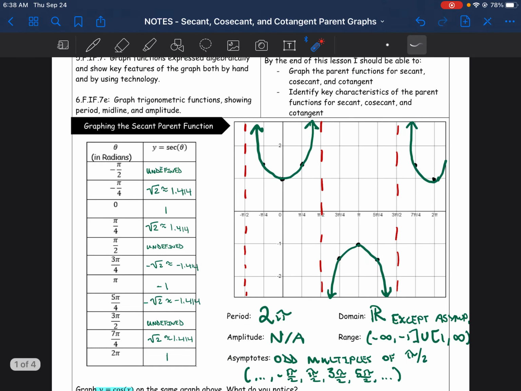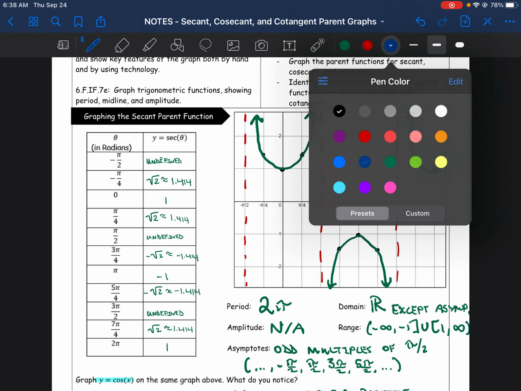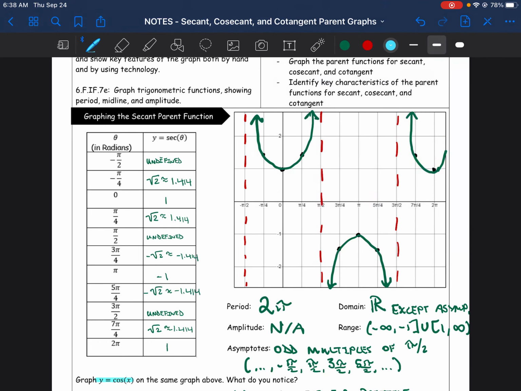So next, we want to graph y equals cosine of x on the same graph and see what we notice. And I'm going to do this in a different color. I'm going to use blue. All right. So we know that for cosine, well, cosine starts at 0, 1. By the time it hits pi over 2, it's at 0. By the time it hits pi, it's at -1. Then 3 pi over 2 goes to 0. 2 pi is back at +1. And negative pi over 2, we would have 0 as well. So let's go ahead and draw our curve.